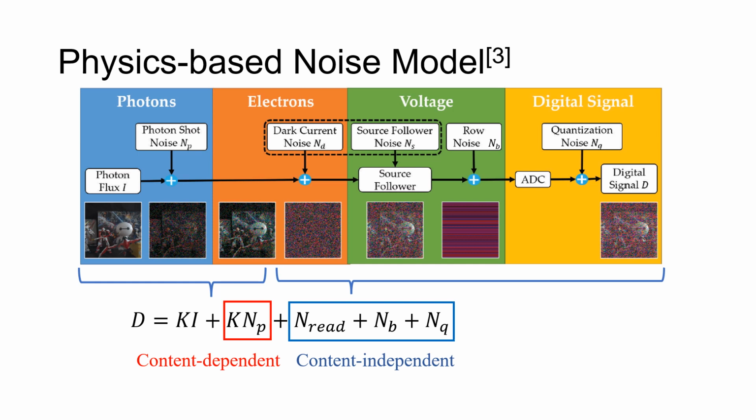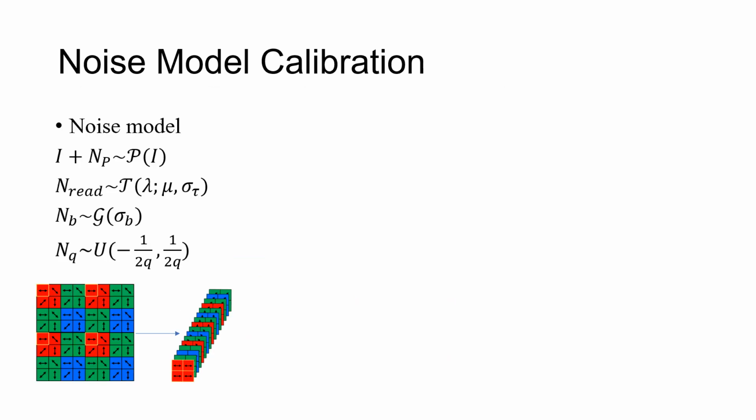We apply a physics-based noise model, which models the noises introduced in the imaging process from the photon to the digital signal. In total, the noises include content-dependent shot noise, and content-independent readout noise, row noise, and quantization noise. The noise components are modeled using Poisson distribution, Tukey lambda distribution, Gaussian distribution, and uniform distribution, individually.